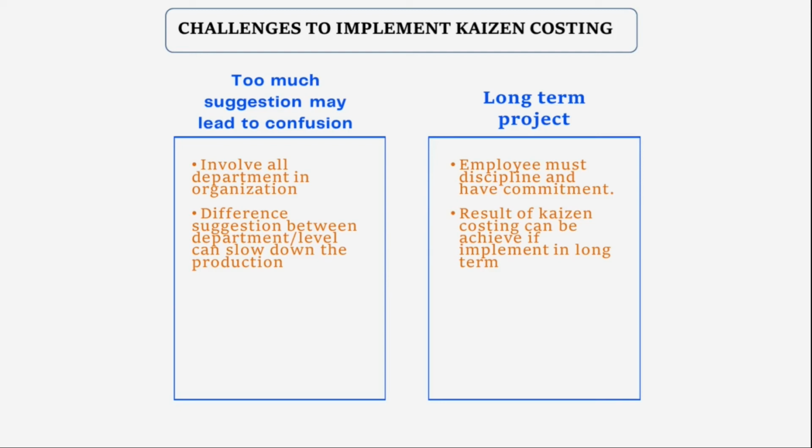Second is long-term project. Employee must have discipline and have commitment to implement Kaizen costing. This is because the result of Kaizen costing can only be achieved in a long term.